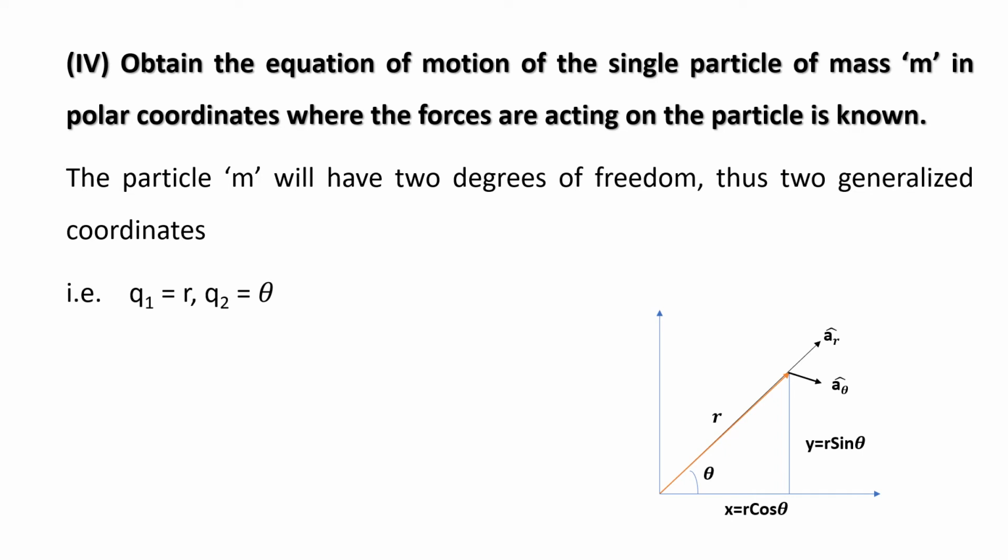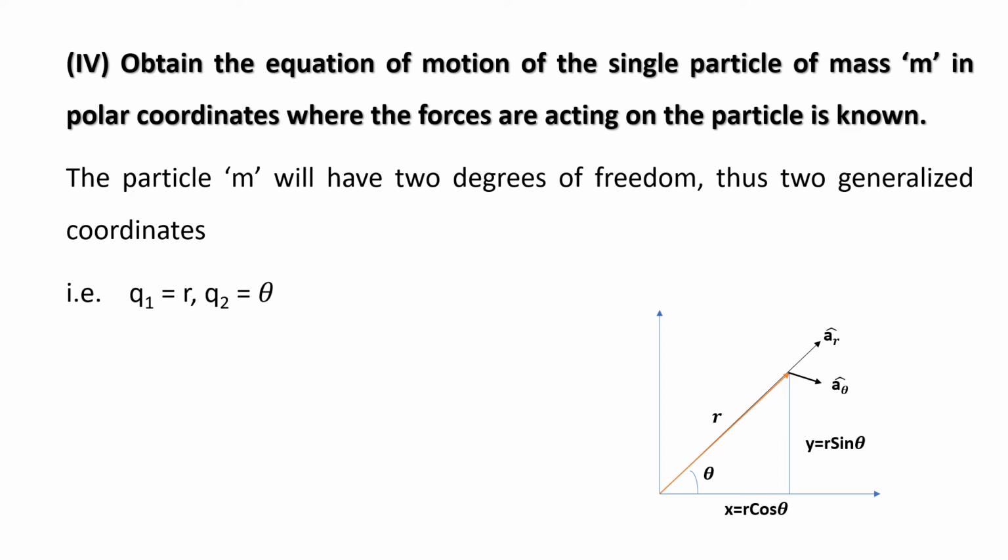Now we are going to do another example of the Lagrange equation. Obtain the equation of motion of a single particle of mass m in polar coordinates where the forces acting on the particle are known. Now here we can see the figure. You can see that there is the x coordinate having the value x is equal to r cos theta, and the y coordinate, in which we have a radial component r whose unit vector is a r cap, and a transverse component a theta cap. The vertical component of r is y is equal to r sin theta, and there is an angle theta between the horizontal component and r.